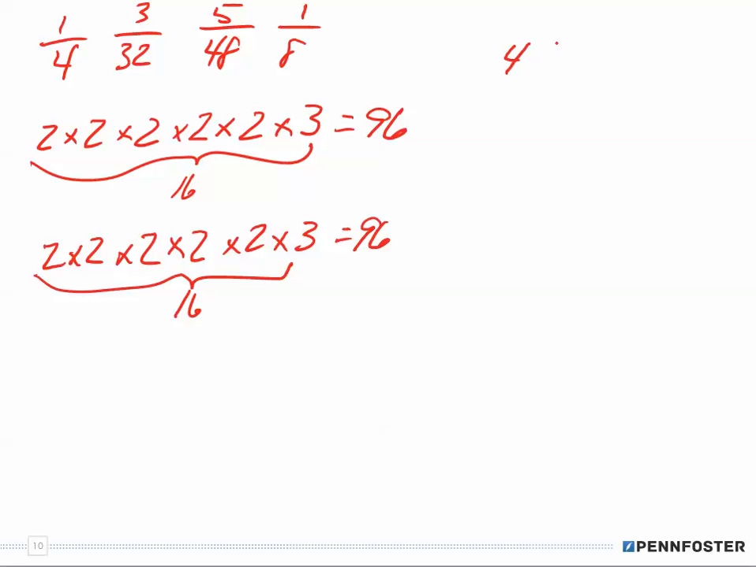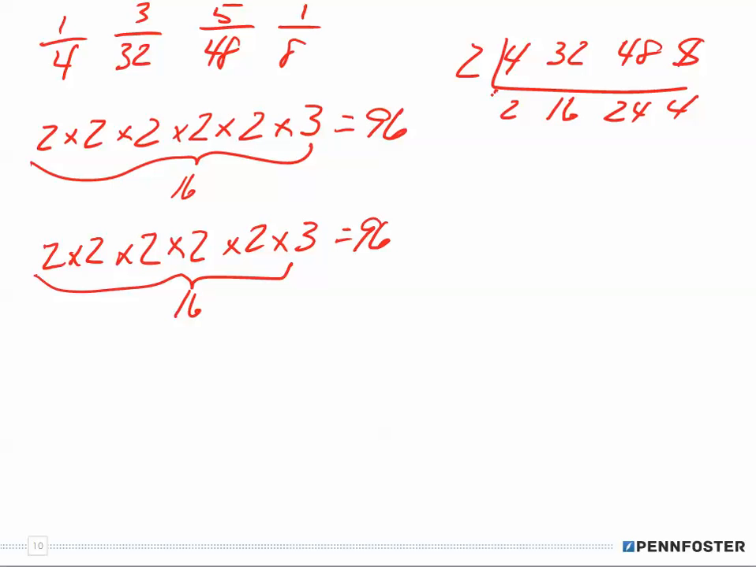Okay. All right, now let's do it by division of prime numbers. So I've got 4, 32, 48, and 8. Okay, 2 can go into 4 2 times, so it's 2. That's 16. 2 into 48 is 24. 2 into 8 is 4. Okay, 2 can go into 2 1 time. 2 into 16 is 8 times. 2 into 24 is 12 times. 2 into 4 is 2 times.